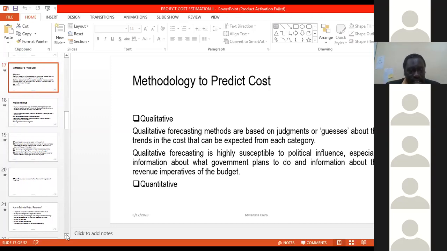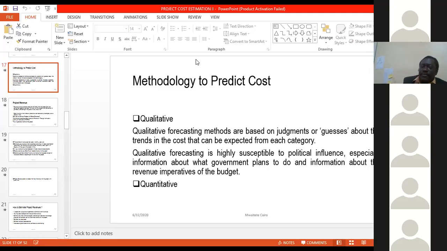You can use the qualitative approach to predict the future. You can use the quantitative approach to predict the future. The qualitative forecasting method is based on judgment. This is about guessing. You are trying to guess the future. Next year, 10 years to come from today, what will be the cost?